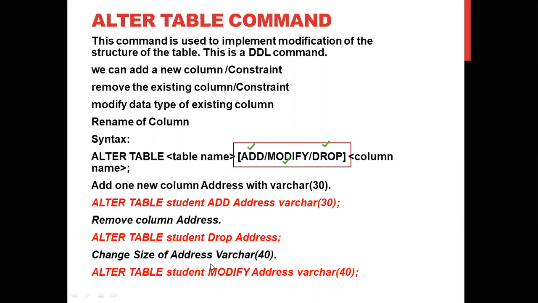Just check a few. The first one is to add one new column, address, with data type. Then we use alter table table name. This is the complete syntax. And we want to add, it means add column name, which column we want to add, and the definition of the column. If you want to remove a column, there is no need of definition, just write alter table table name, drop, then the column name which we want to delete.